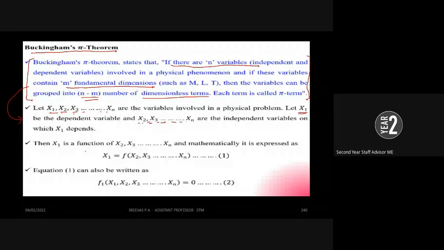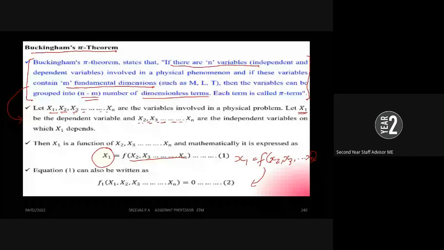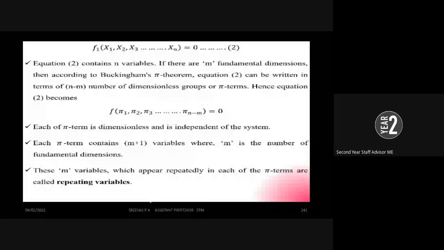Then we can represent x1 is the dependent variable. This x1 can be represented as a function of others. That is, x1 is the dependent variable, that will be a function of all the independent variables x2, x3, etc., xn. Or you can represent it in another way also, that is, function of x1, x2, x3, etc., xn equals 0. So equation 2 contains n variables, that is x1 to xn.